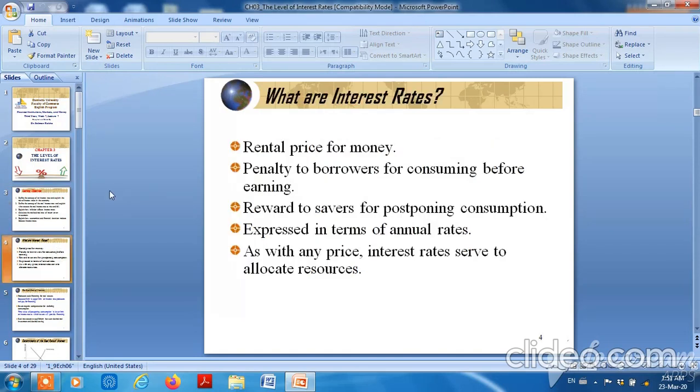So, what are interest rates? Interest rate can be considered as the rental price for money. Okay? And it can be considered as a penalty to borrowers for consuming before earning. Okay? And it can be considered as a reward to savers for postponing consumption. So, the interest rate usually will be expressed in terms of annual rates.